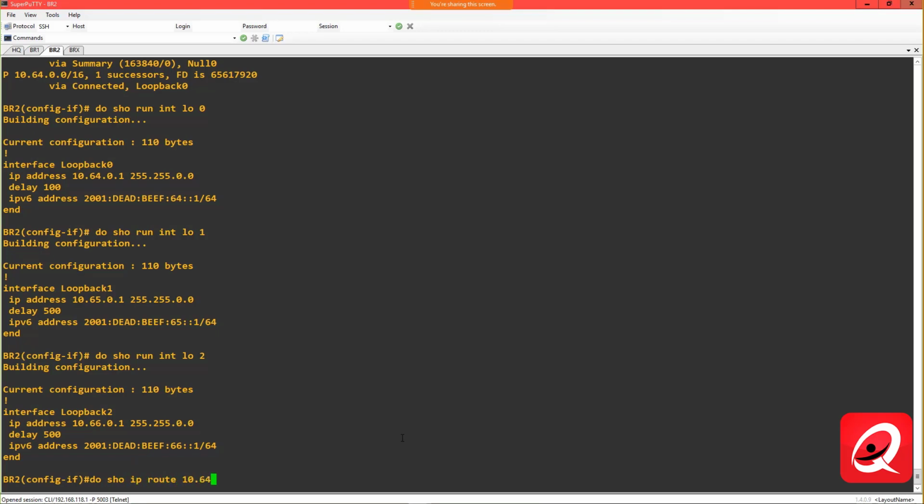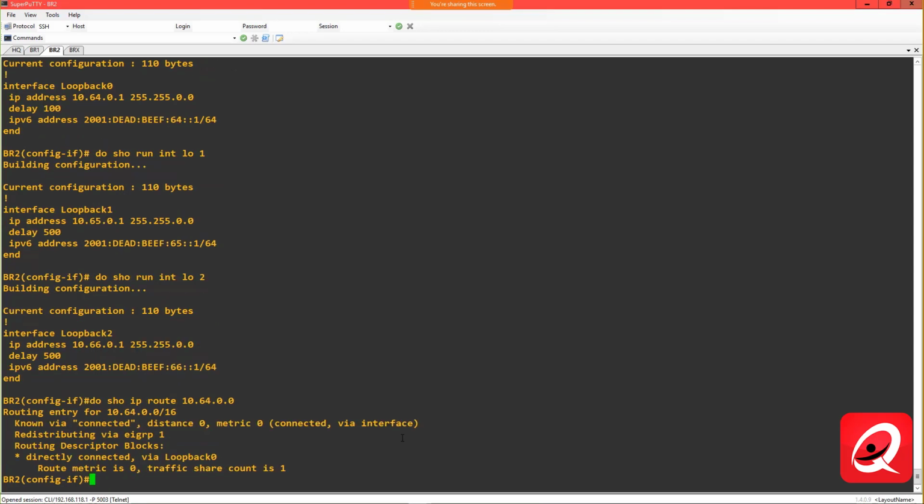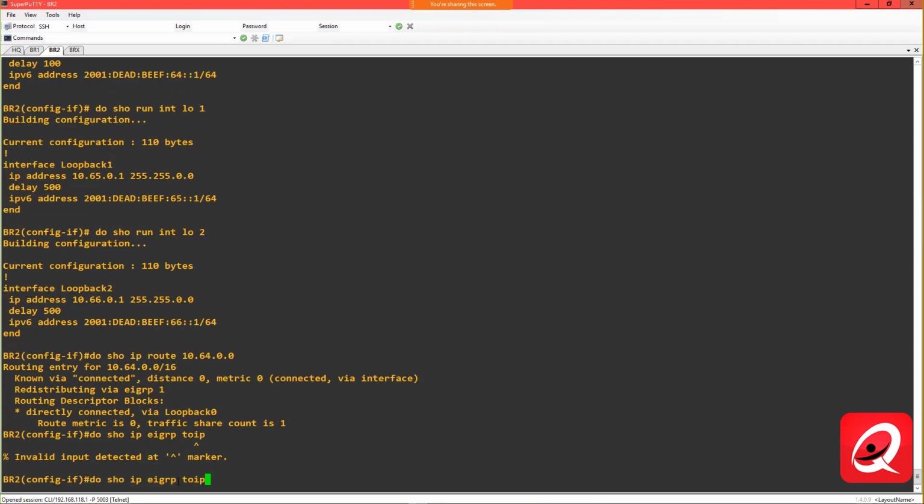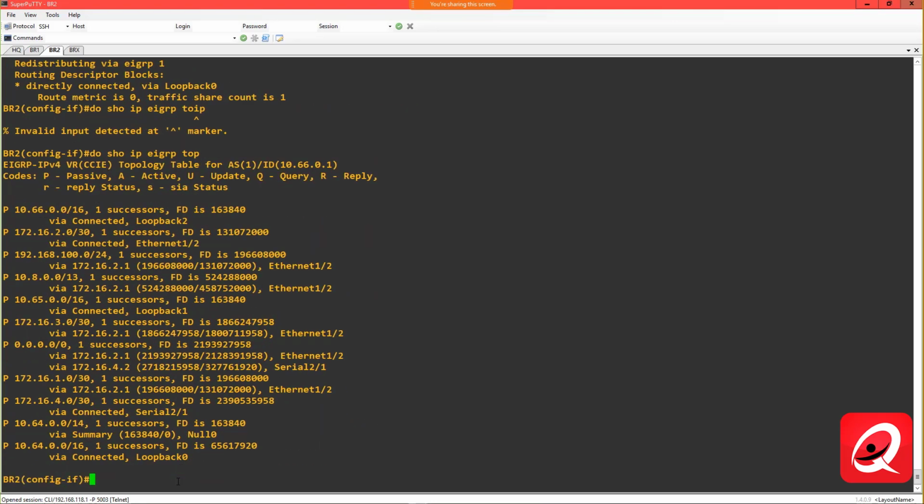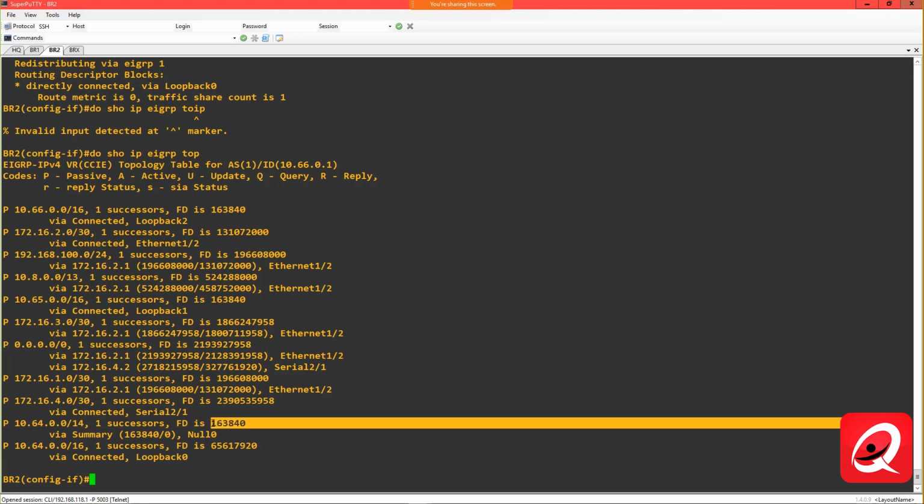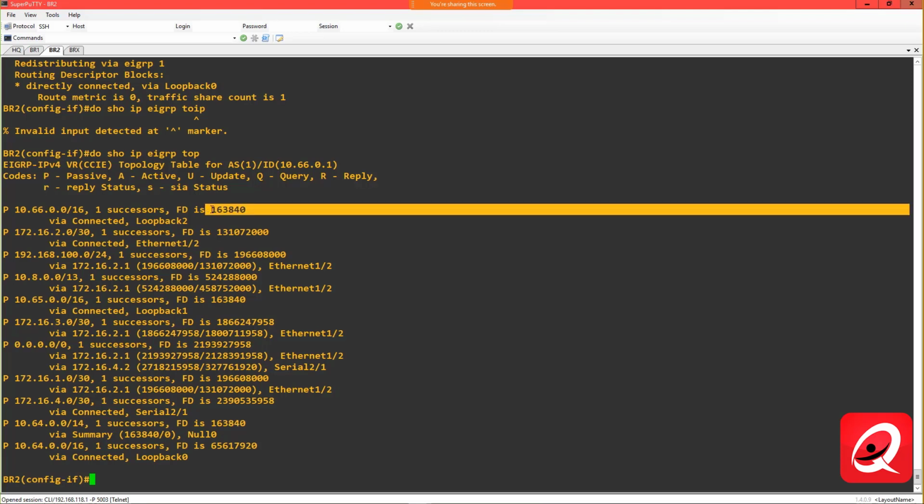Show IP route 10.64.0.0. Yeah, that's not going to help. All right, I'm going to try another experiment here. Show IP EIGRP topology. My point is I'm trying to demonstrate that the concept is essentially the same. We can see why the null zero route is taking this number, 163840, because that's definitely the best metric of all the routes that are included.